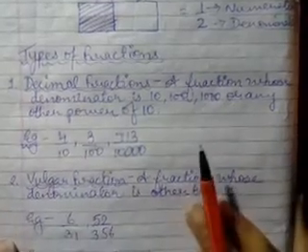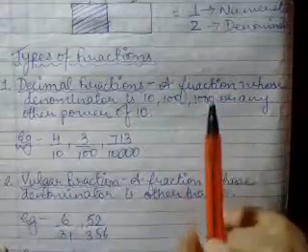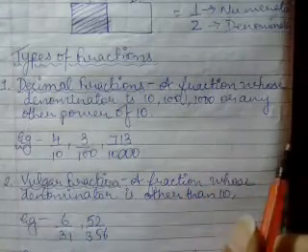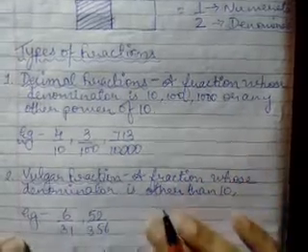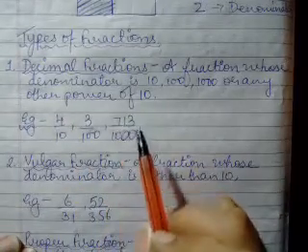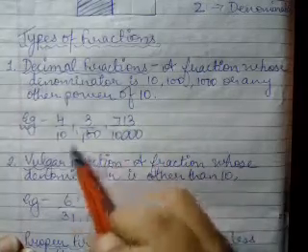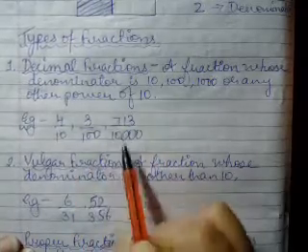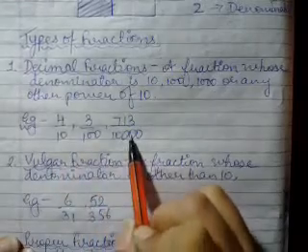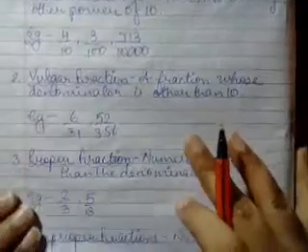Next, you have types of fractions. Look at the first fraction, that is the decimal fraction. What are decimal fractions? A fraction whose denominator is 10, 100 or 1000 or any other power of 10. For example, 4 upon 10, 3 upon 100, 7 upon 1000, 13 upon 10,000. All these numbers are powers of 10. All the denominators are powers of 10, so these types of fractions are called decimal fractions.